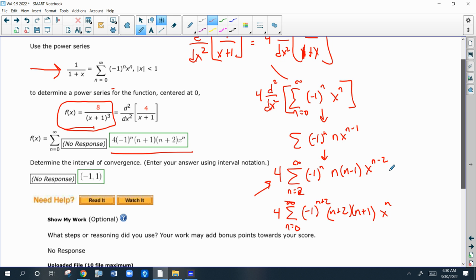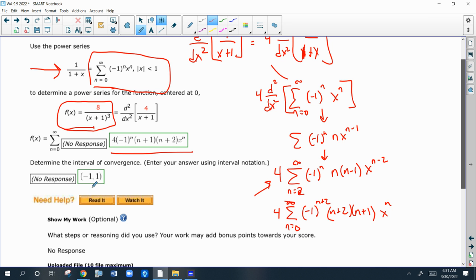Now, the interval of convergence. We also learned that if you're integrating or differentiating a power series, the interval of convergence doesn't change, but the endpoints may change. So the interval of convergence for this is x's between negative 1 and 1, not including negative 1 and 1.